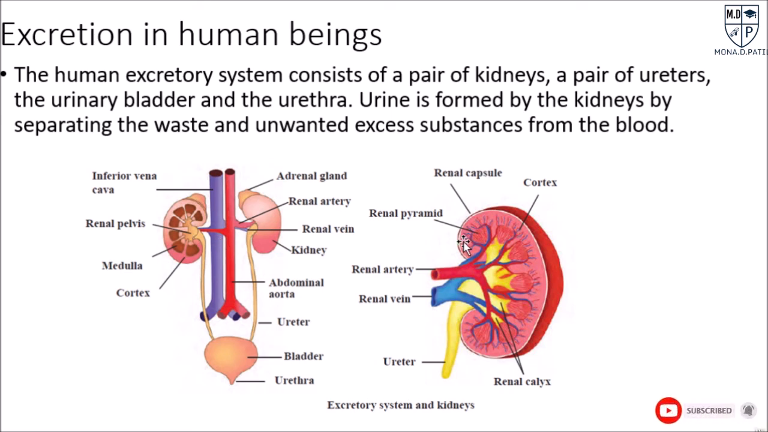Here is the actual structure of the kidney as shown, consisting of the renal artery, renal vein, renal pyramid, renal capsule, and the cortex, which is present around. Then the renal calyx. The yellow part is the renal calyx and ureter. So this is about the excretory system in human beings.